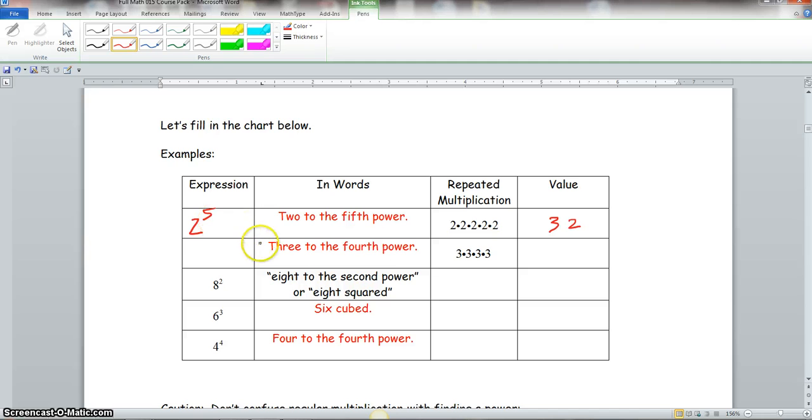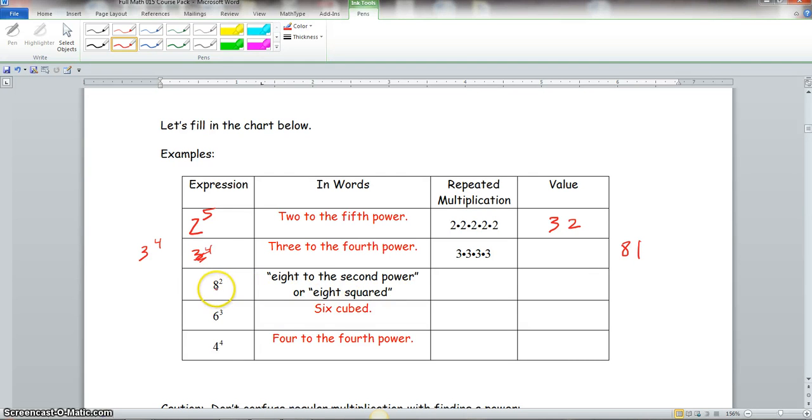This 2 is taken to the 5th power. Now here we have 3 multiplied by itself 4 times. So that would be 3 to the 4th power. Now for some reason this is shifting. So what I'm going to do, I'm going to write the 3 to the 4th power on the outside. That's what should go for the expression. So now in words it's 3 to the 4th power, and then our value, 3 times 3 is 9, times 3 is 27, times 3 is 81. Now I'm going to write the 81 on the outside because it's been shifting.